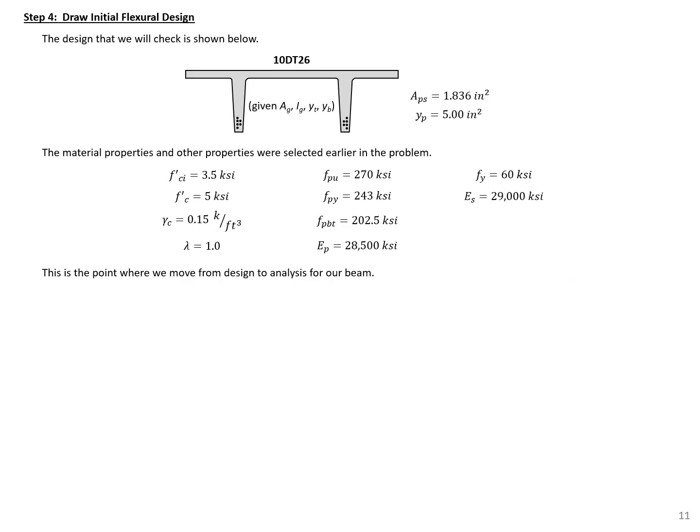At this point, we're ready to move from the design process to the analysis process for our section, in terms of the flexure design at least. So we have a 10DT26 with given properties, and we have 12 half-inch strands giving us this area, and our grid gives us a YP equal to 5 inches. And here are our material properties from the beginning again. So we're going to continue to move forward with these. Now we're going to analyze this section.